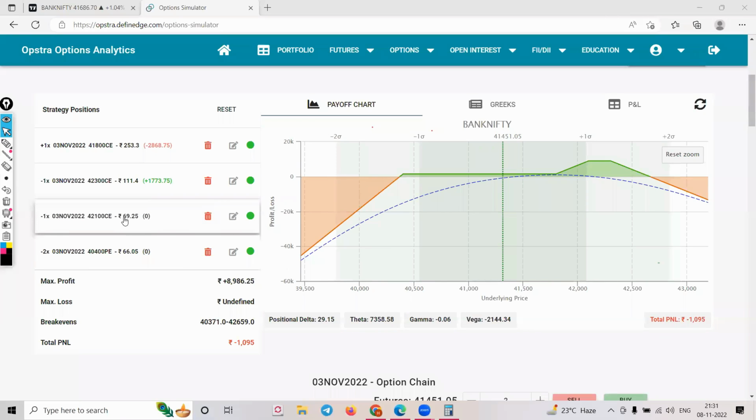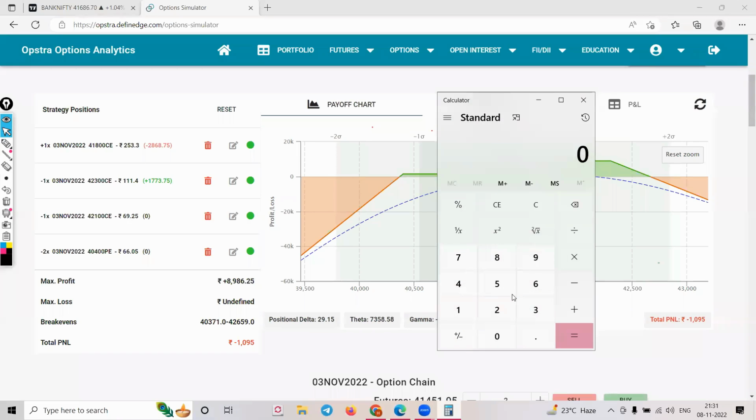See, whenever you're reducing the margin, let's say you're paying 5 rupees, 5 into 25 lot, so 125. At max you'll be paying like 250, 500 rupees, but your margin will reduce. So you have to watch that video.